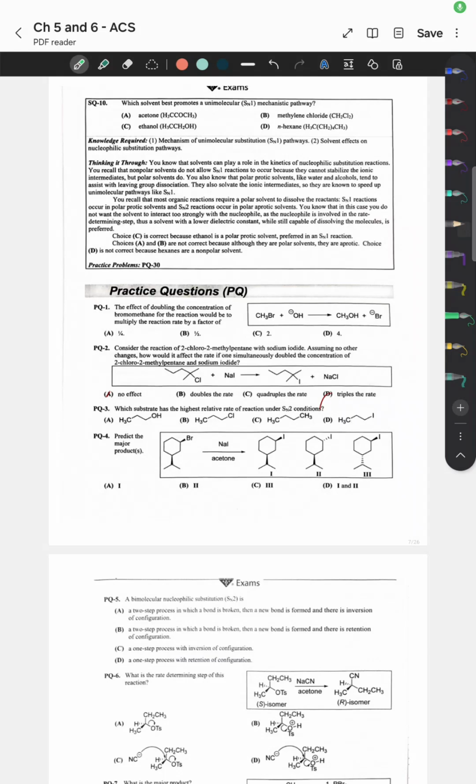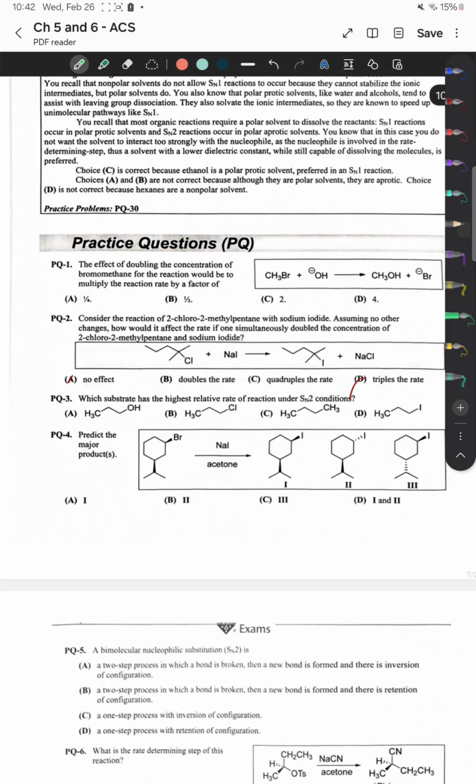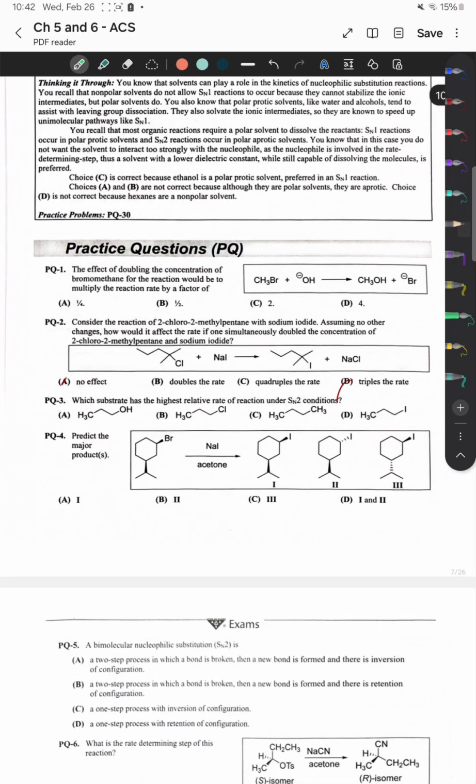Question 2 for chapter 5 asks, consider the reaction of 2-chloro-2-methylpentane with sodium iodide. Assuming no other changes, how would it affect the rate if one simultaneously doubled the concentration of 2-chloro-2-methylpentane and sodium iodide?